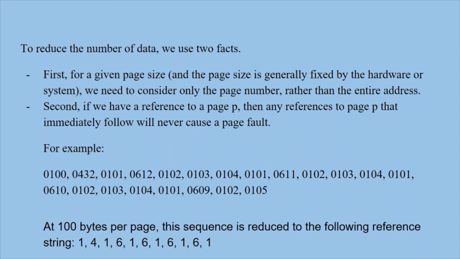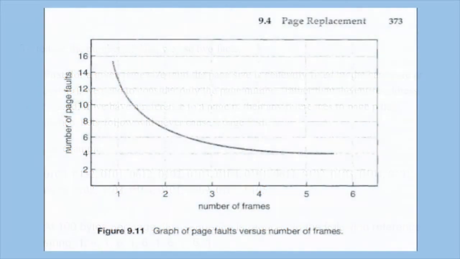So for example, the strings are there below. At 100 bytes per page, this sequence is reduced to the following reference string: 1, 4, 1, 6, 1, 6, 1, 6, 6, 1, 6, 1. So next is the graph of the number of frames versus the number of page faults.